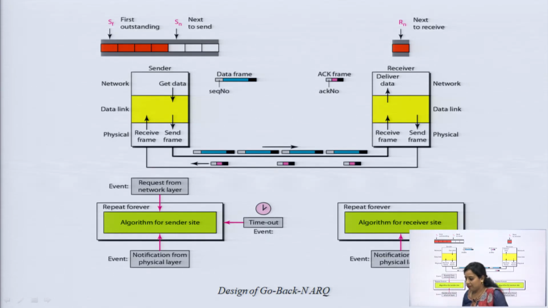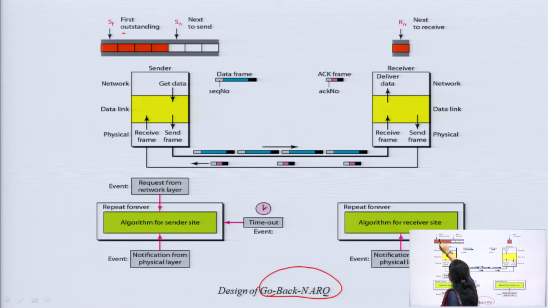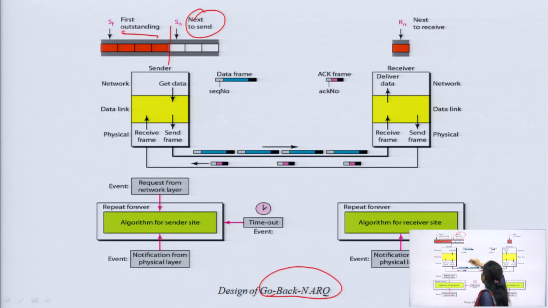Now, next is the design of the go back N ARQ protocol. You can see that this is the first outstanding frame that has to be transmitted, the sender frame. This is the next frame to send, which means up to this point these are outstanding frames that have already been sent. Now, after this these orange blocks will be sent, then the remaining frames will be sent in the next part. So, this is the sender side, the data has to be sent in the form of frames. This is the sequence number. Every frame will have its own sequence number.